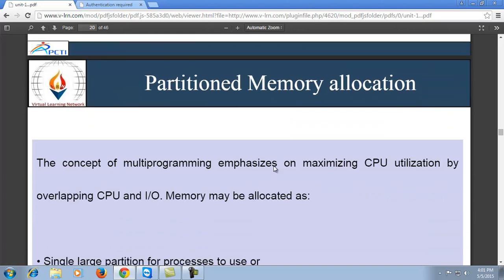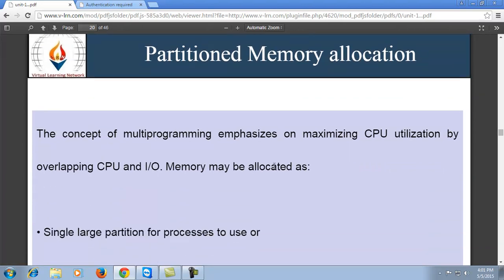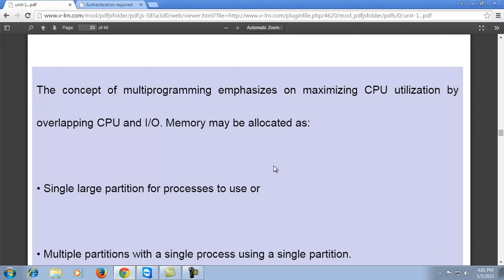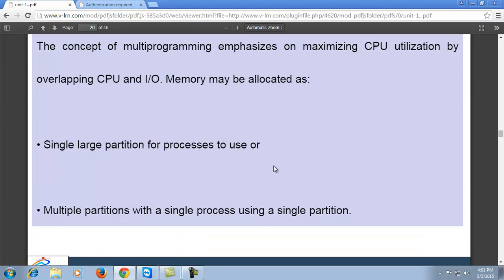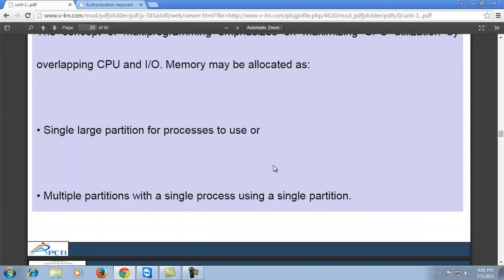Now the next topic is partitioned memory allocation. The concept of multiprogramming emphasizes maximizing CPU utilization. Utilization represents the maximum utilization of resources by overlapping CPU and input-output. Memory may be allocated as a single large partition for processes to use, or multiple partitions with a single process using a single partition.